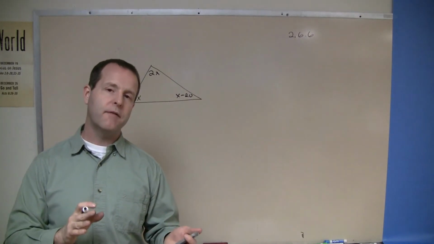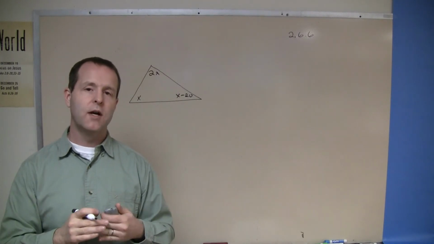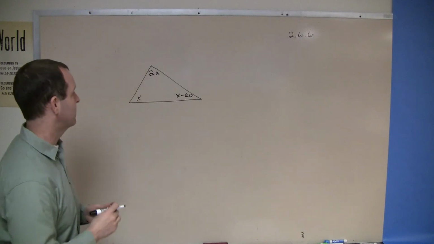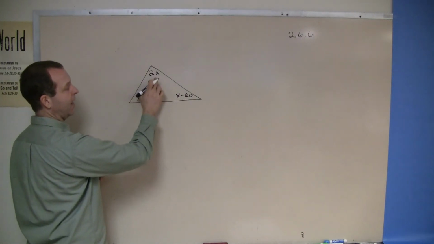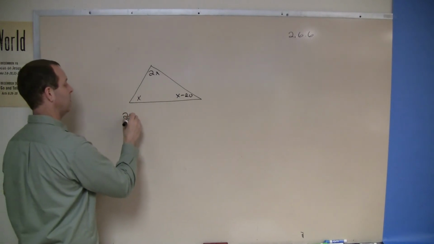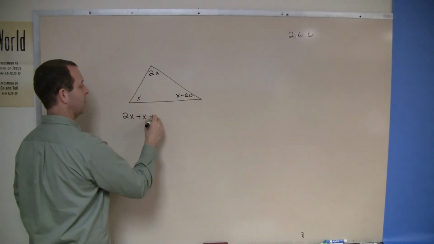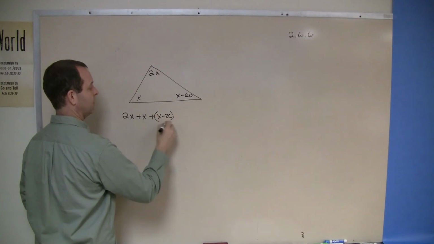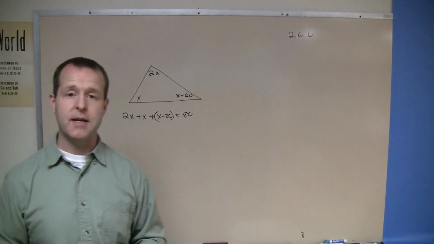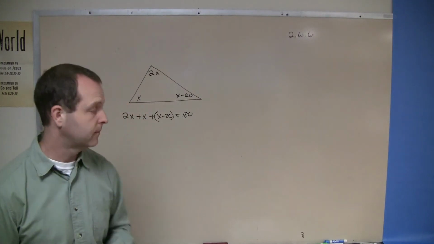Well, if I remember from geometry, or if I'm learning right now, the interior angles of a triangle add up to 180 degrees. So this angle plus that angle equal 180 degrees. 2x plus x plus x minus 20 equals 180. So I was able to develop an equation with one unknown.